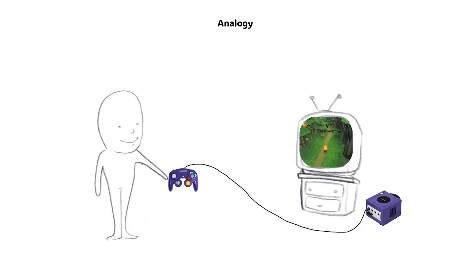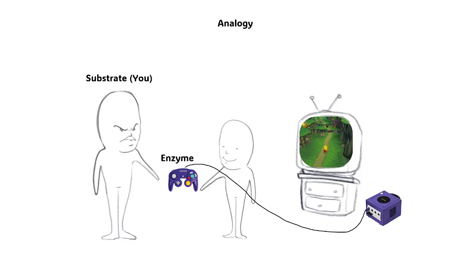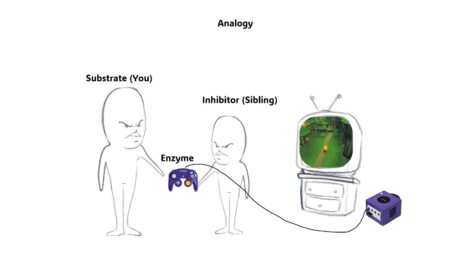To better understand how competitive inhibition works, we can break it down into a simple analogy. Imagine you are trying to play and progress in a video game. You are the substrate, and the controller is the enzyme. Your sibling wants to play too, but you don't want them to because they won't progress you in the game. They are the inhibitor. You both compete for the controller, just like the substrate and inhibitor compete for binding to the enzyme's active site.